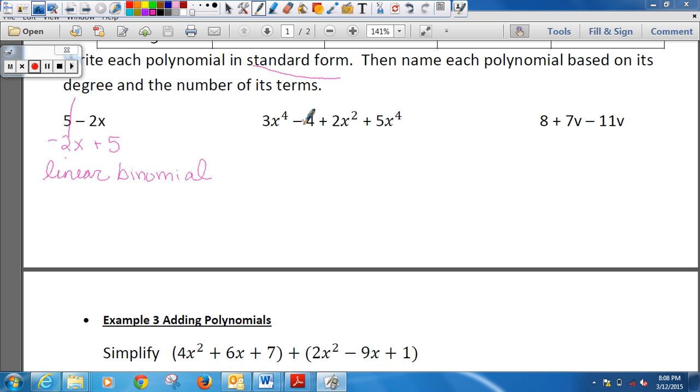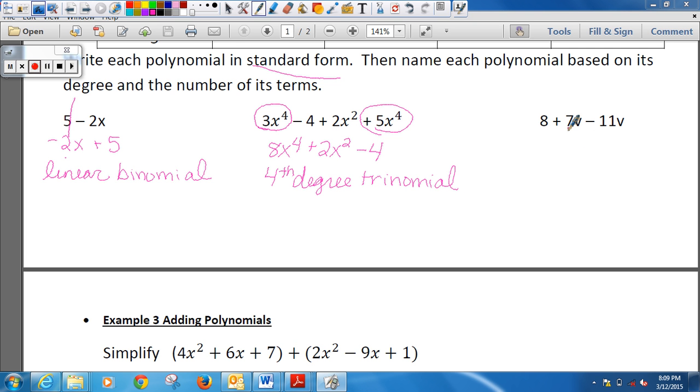Our next one, if I notice here, these terms are like terms, so I need to combine them first. 3x to the fourth plus 5x to the fourth, they are like terms because they have the same variable with the same exponent. Gives me 8x to the fourth. The next highest exponent is the 2, so I have 2x squared, and finally I have minus 4. So then if I go ahead and name it, according to the exponent of 4, it means it's a fourth degree. It has 3 terms, so it's a fourth degree trinomial.